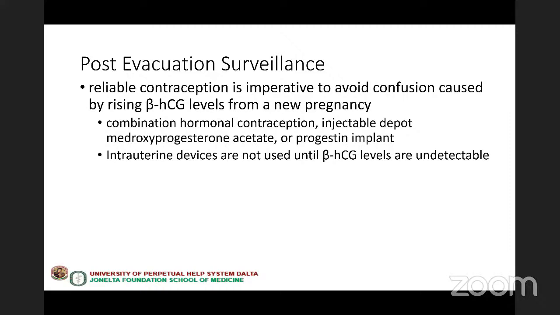So either you use combined hormonal contraception, injectable DMPA, or an implant. IUDs are not recommended unless beta HCG levels are undetectable.